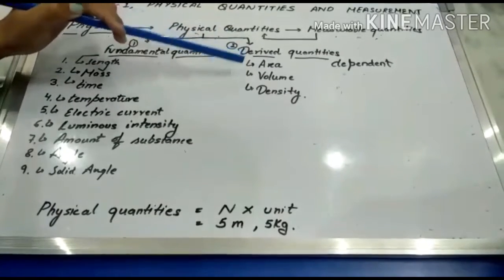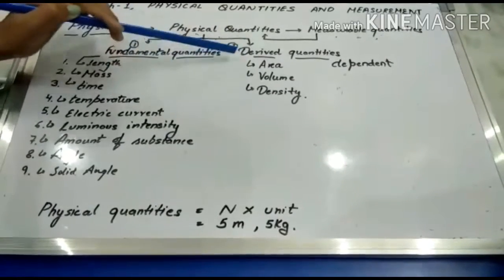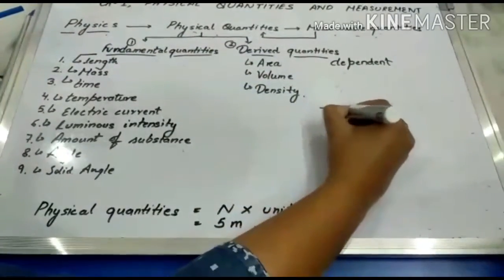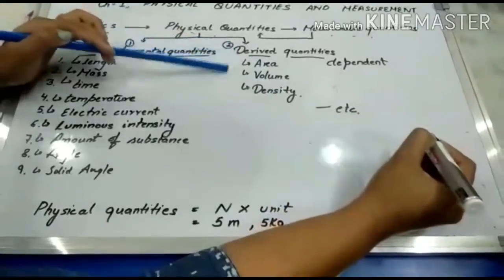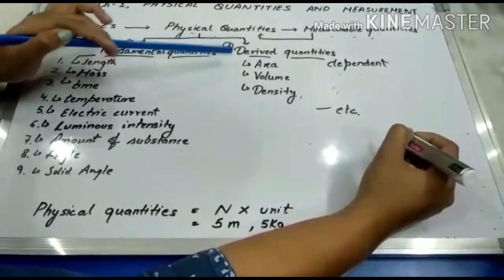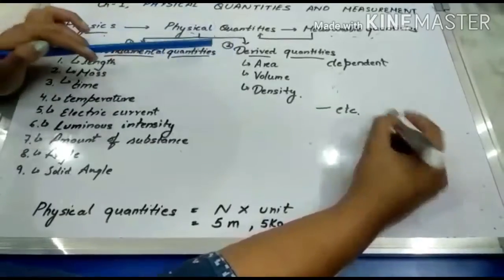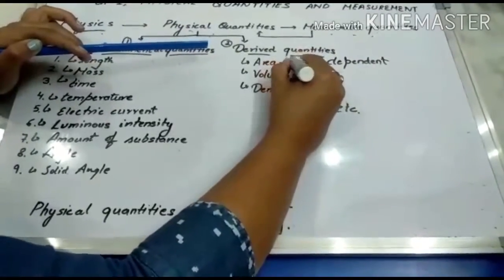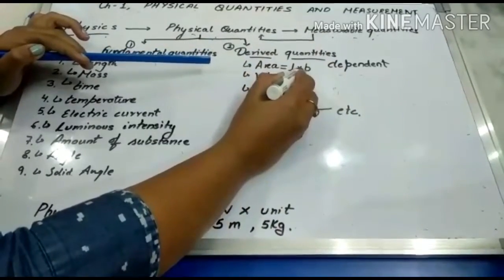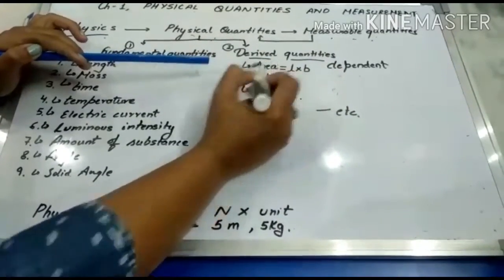Example: area, volume, density. Why am I taking area, volume, density? There are many more like this, but we are taking these three because they are in your syllabus. Now, if I talk about area, the formula of area is length into breadth. So, area depends on length and breadth. So, it is dependent. So, it is a derived quantity.